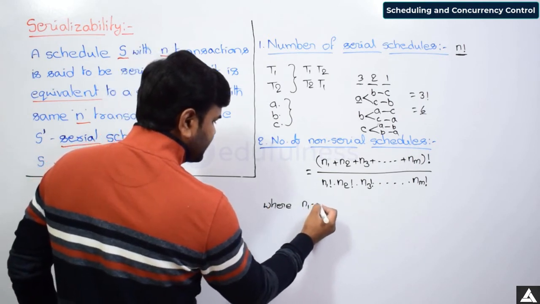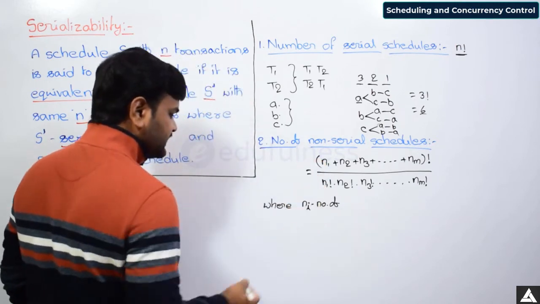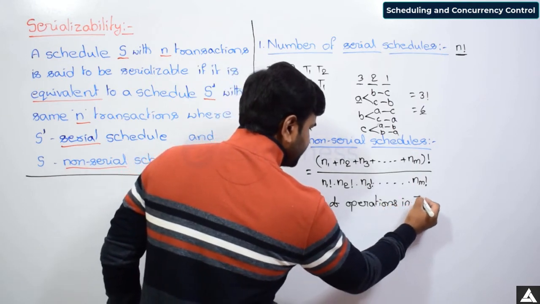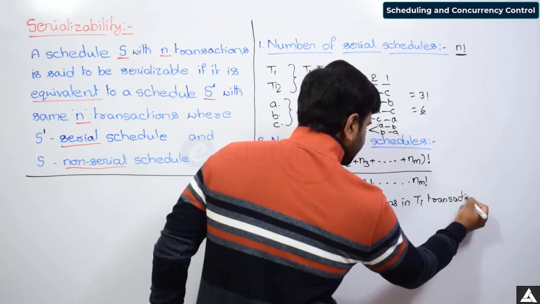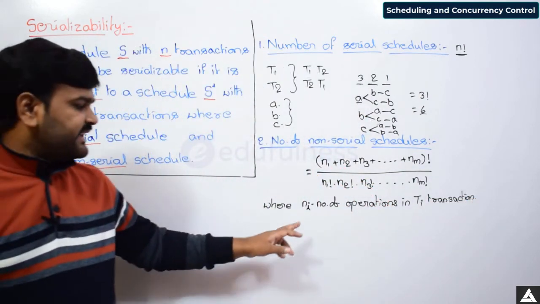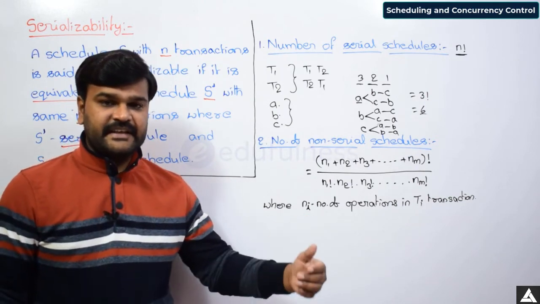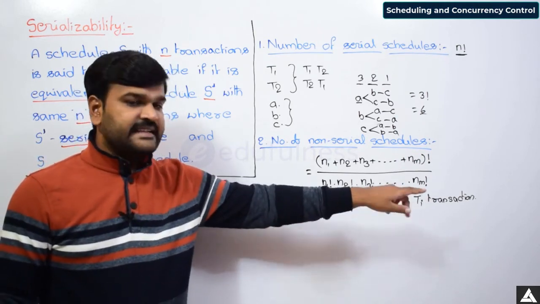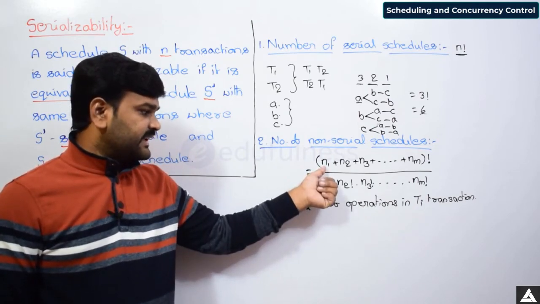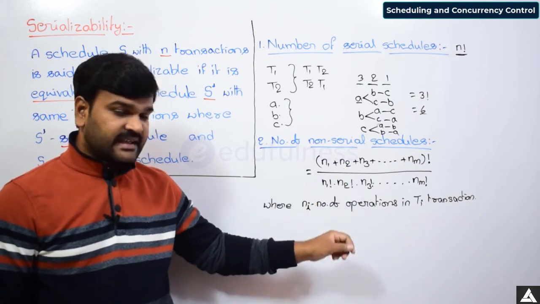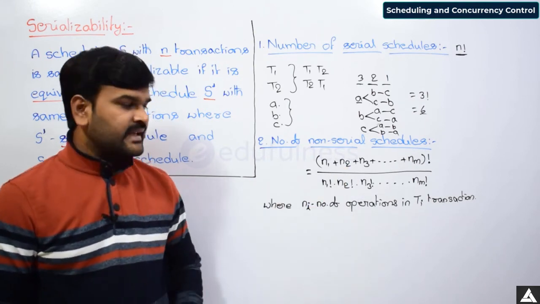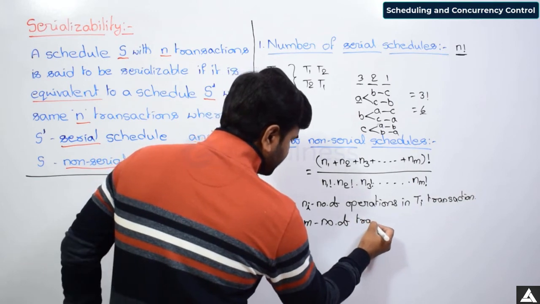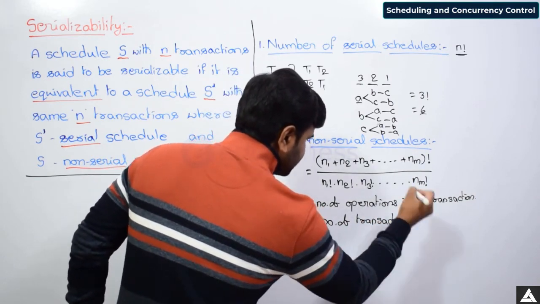Where ni is the number of operations in the Ti transaction. We have read and write operations, right. So how many read and write operations are there in total? Read A, read B, write A, write B, total 4 operations. So, 4 operations are there in the Ti transaction. N1 operations are there in the T1 transaction, n2 operations are there in the T2 transaction, and accordingly. And m is the total number of transactions. So from that we can easily understand. This is the formula.